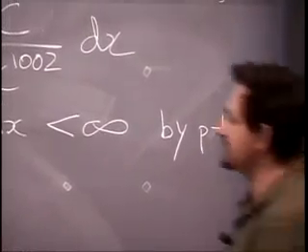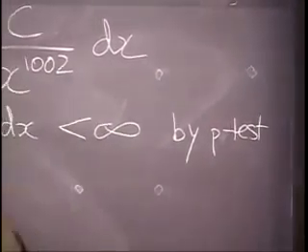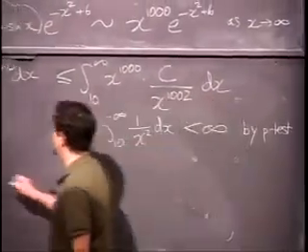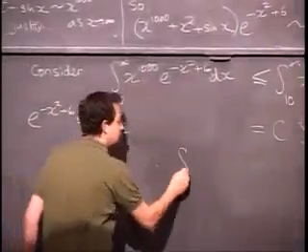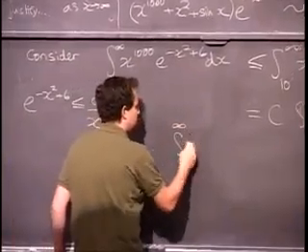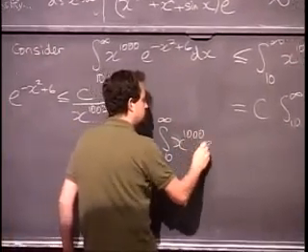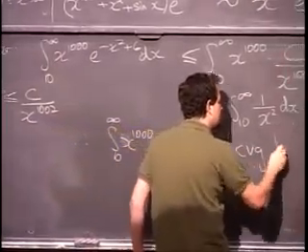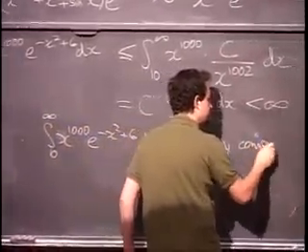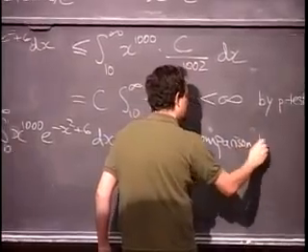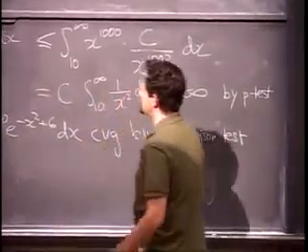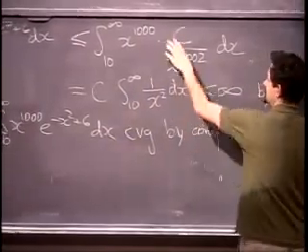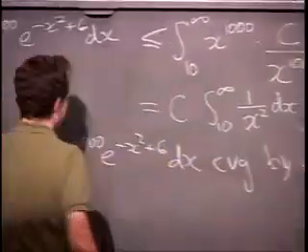Okay, so this new integral here is less than or equal to something which converges by the p-test. Therefore, the new integral, which I'll rewrite, converges by the comparison test. Right? It's less than or equal to something which converges. You can see it very clearly. This is finite. This is finite. This is even less. It's still finite. Everything's positive.